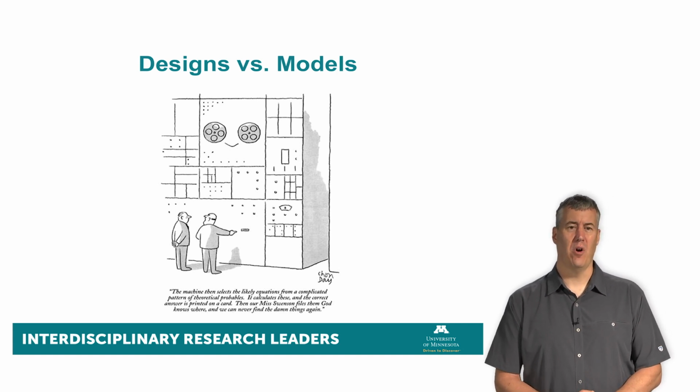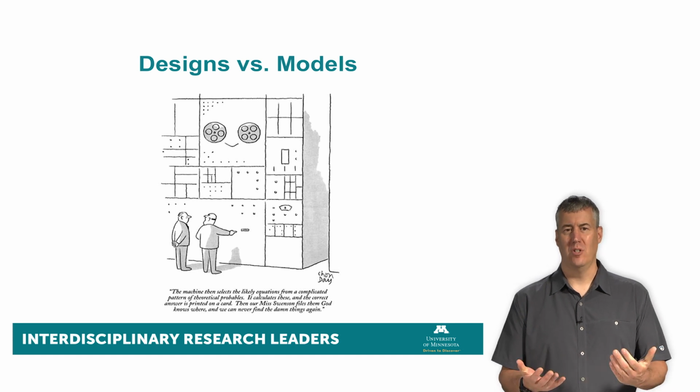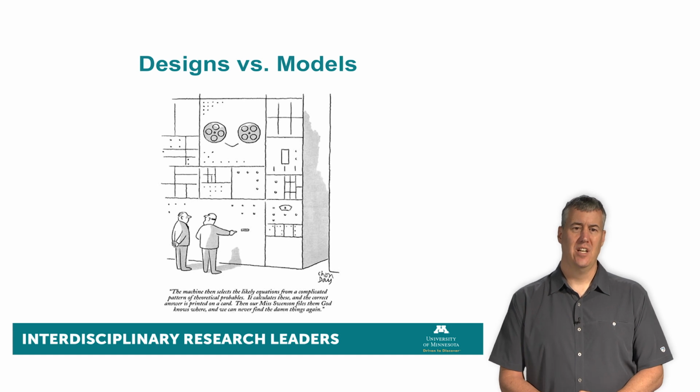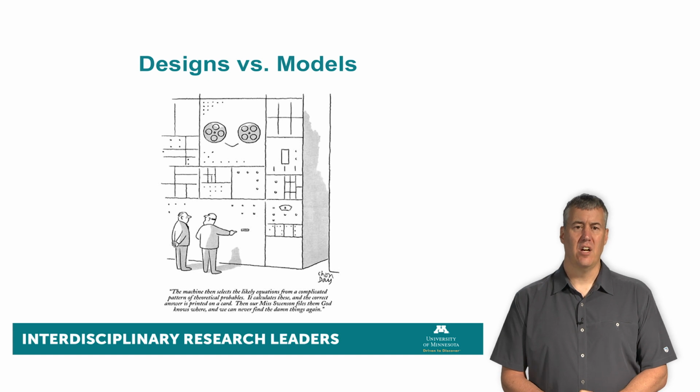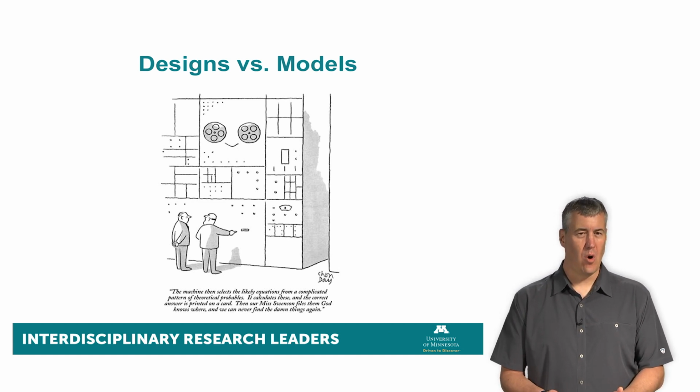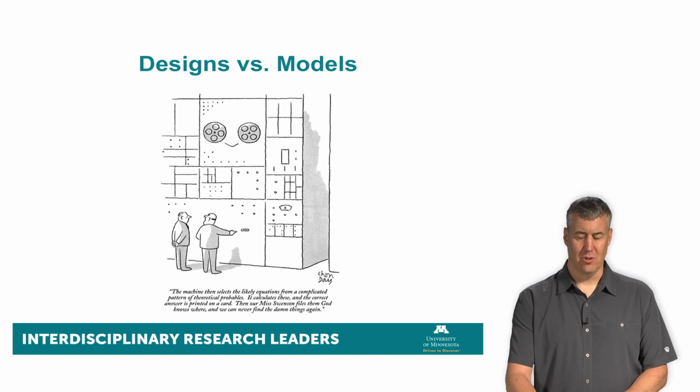This cartoon from the New Yorker always makes me laugh a little bit. You can see two gentlemen in front of some big, looks like some computer machine, and the statement is this. This machine then selects the likely equations from a complicated pattern of theoretical possibilities. It calculates them, and the correct answer is printed out. Then Miss Svensson files them God knows where, and we just can't find the thing again. Again, let's not be seduced by fancy statistical work. Let's do good quality designs with good quality research.